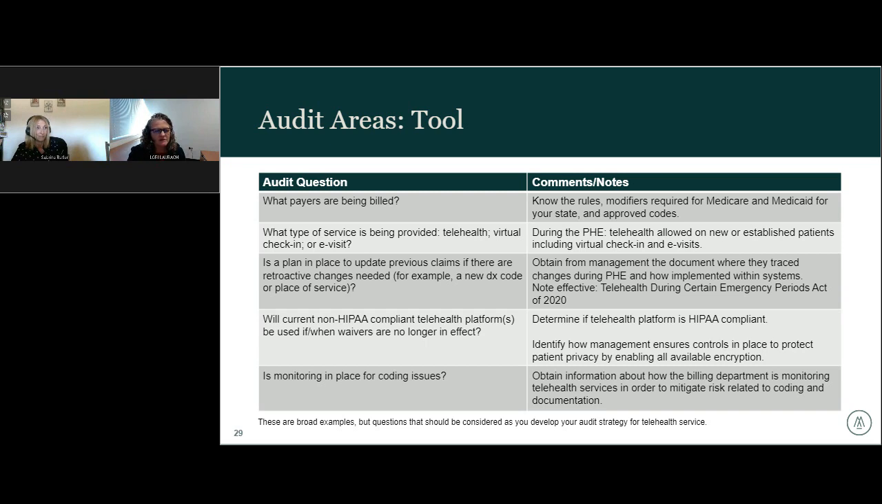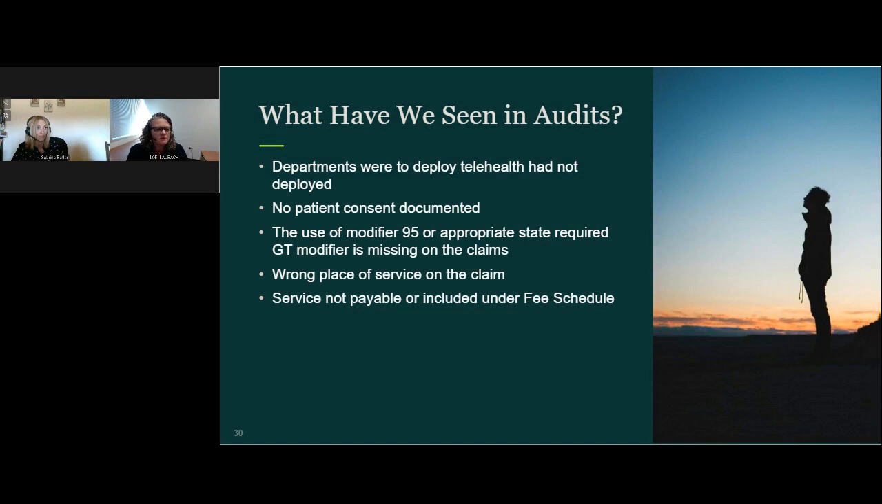And we've addressed some of the areas we've seen in audits, but we talked about departments that didn't really know where they deployed it. So we had to roll back and say, okay, what data do we need for which departments? The no patient consent we talked about, the provider's wrong place of service, and pretty much everything not payable that is included under the fee schedule. So this is just some things that you can always focus in on when you're doing your auditing.